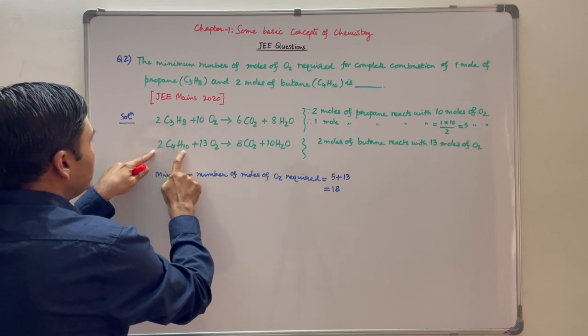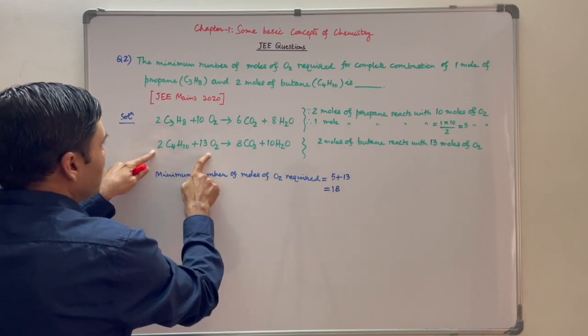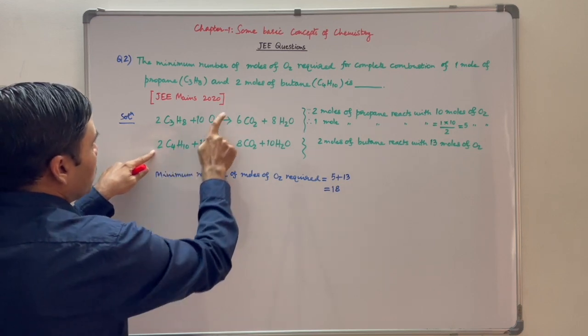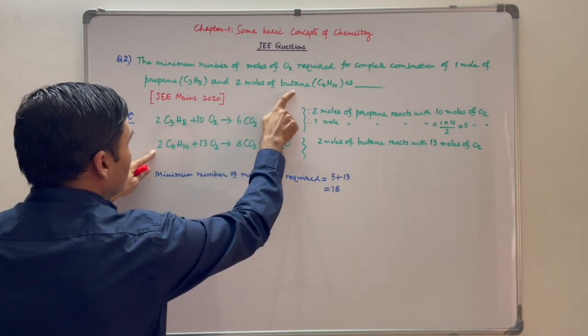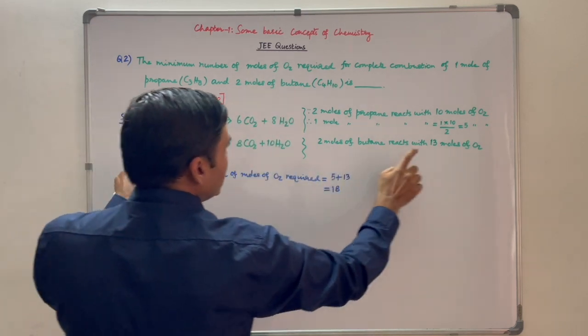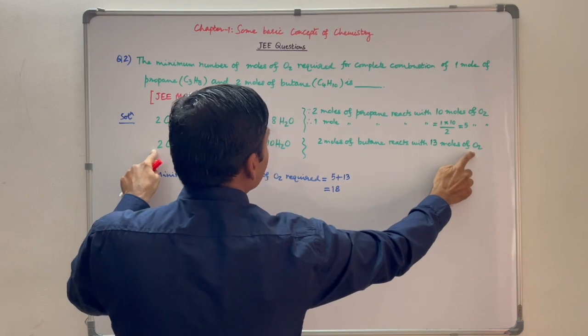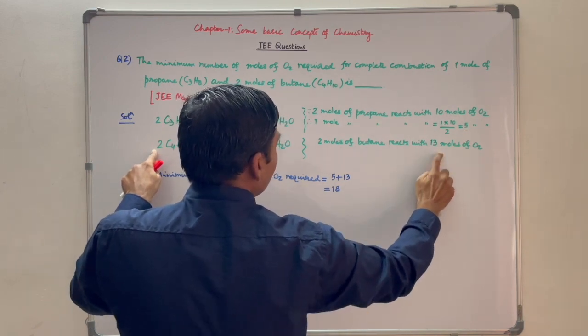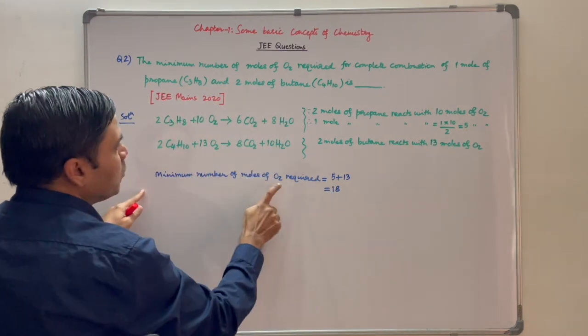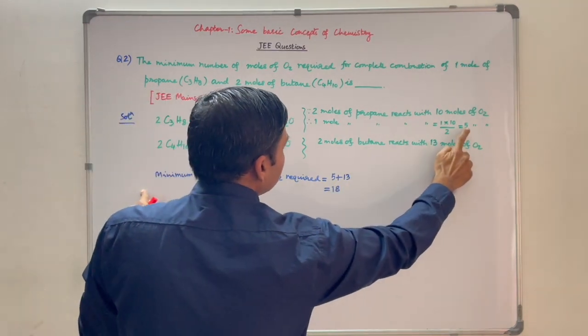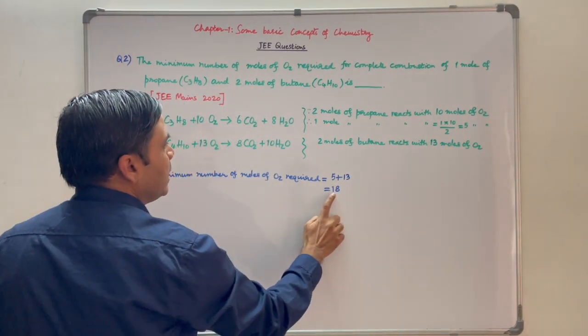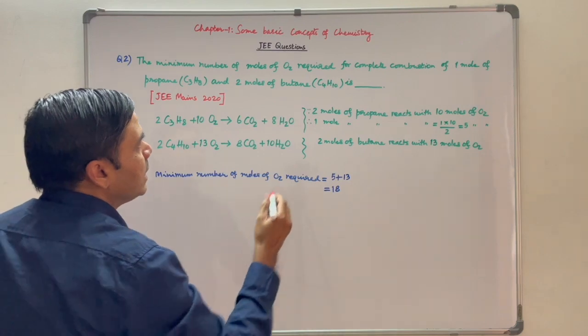2 moles of C4H10 reacts with 13 moles of O2, and we have to find out the same for 2 moles of butane. So it will be 13 moles of O2. Combining these two, the minimum number of moles of O2 required will be 5 plus 13. That will be 18. So the answer is 18.